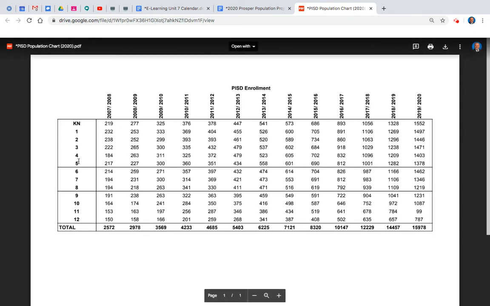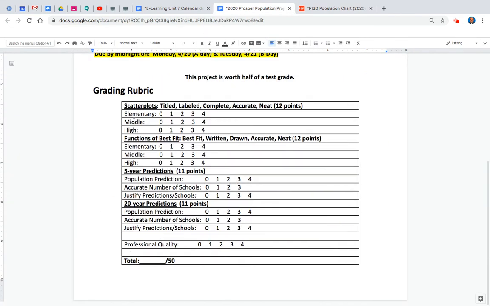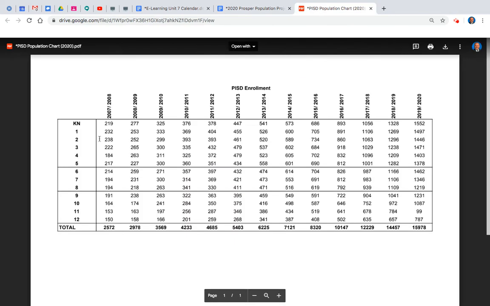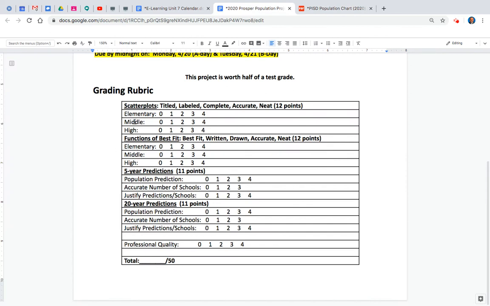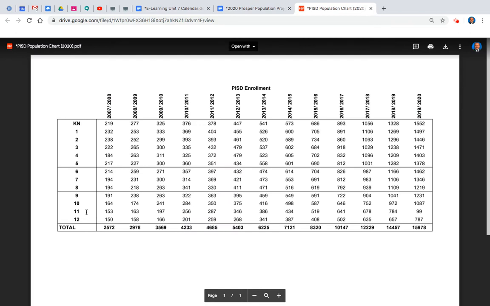Kindergarten all the way to 5th grade, this right here is considered your elementary level. Okay, so kindergarten to 5th is your elementary. 6th through 8th are going to be your middle school, and that's back over here, middle schools here and here. And then our high schools are this last sectioned off section from 9th grade to 12th grade.